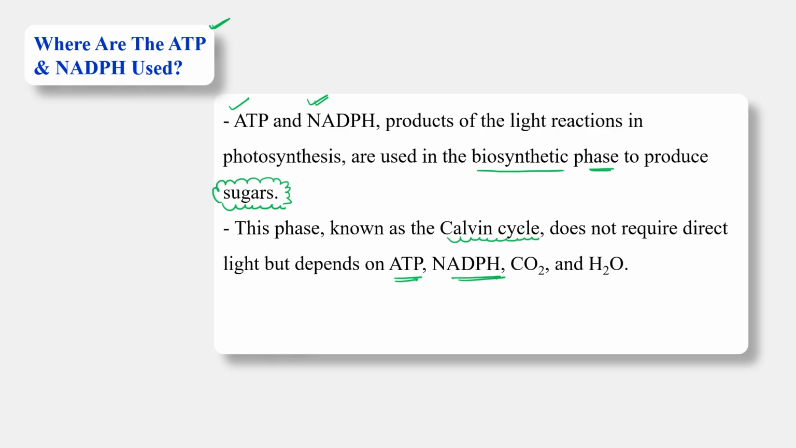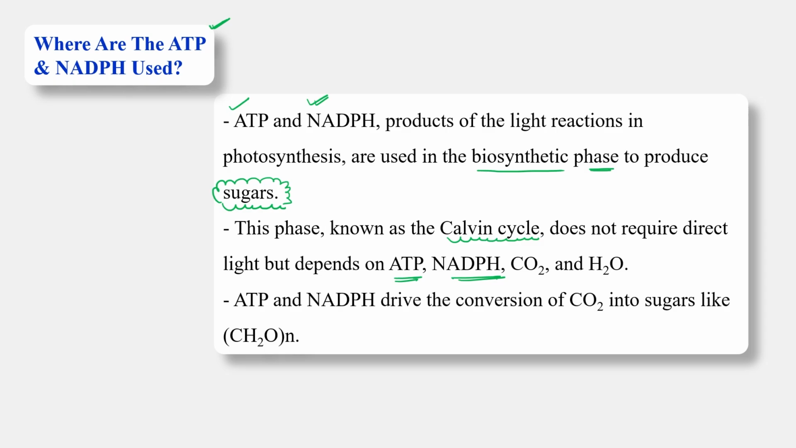We have discussed this previously also. But for the production of sugar, this Calvin cycle requires ATP, NADPH, carbon dioxide and water. Clear? So, ATP and NADPH drive the conversion of carbon dioxide into sugar. Okay, and these are produced during the light reaction and used up in the dark reaction for the production of sugar.